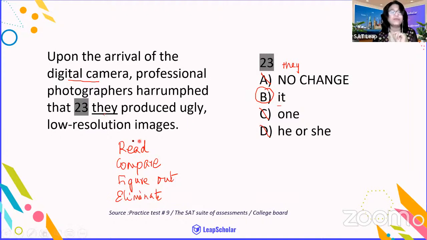Now, another funny thing here, just like our tailor's mistake. You remember the tailor talked about his suits and that he'll make holes or he'll make suits. In the same way, "they produced ugly low resolution images" can give you a very funny meaning, that these professional photographers produced ugly low resolution images. So pronouns are important, and unless you use the right pronoun, you can give really wrong meanings.